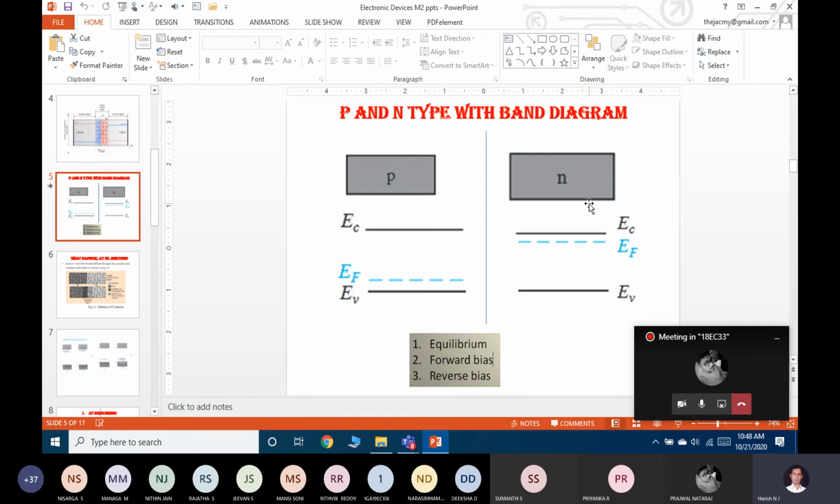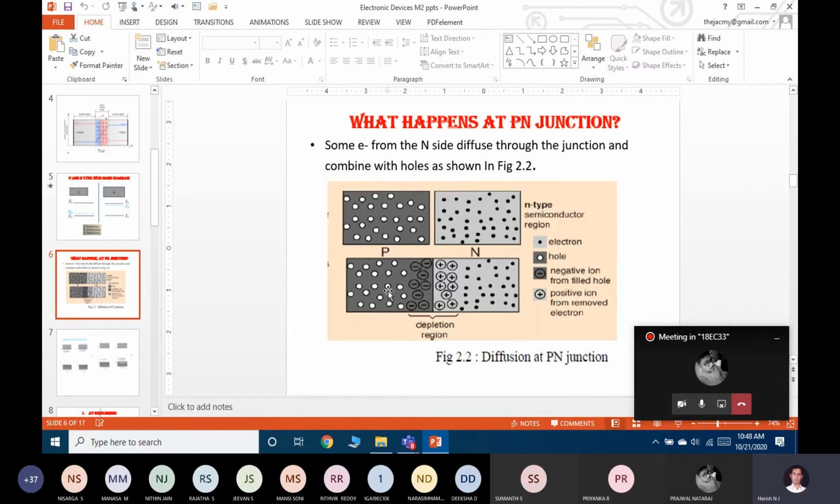So what I am going to do here is join the P block and N block. It is just a block level representation. P consists of a majority of holes, N consists of a majority of electrons. When you join these two, a few electrons will diffuse from N to P, and a few holes will diffuse from P to N, and they will form ions. Those ions accumulate at the junction and create the barrier.